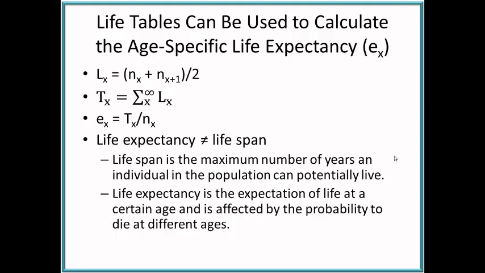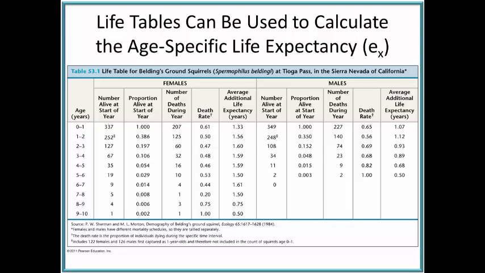You have a lifespan of 15 years, a lifespan of 100 years, whatever the case may be. Life expectancy is this calculation, this E sub x, and life expectancy is the expectation of life at a certain age and is affected by the probability to die at different ages. So it's a calculation and it's a prediction. It's different from lifespan. So there's subtle differences, but you understand that that's important.